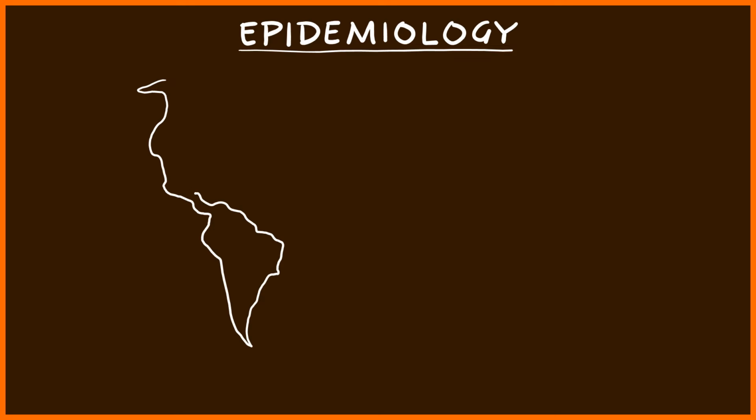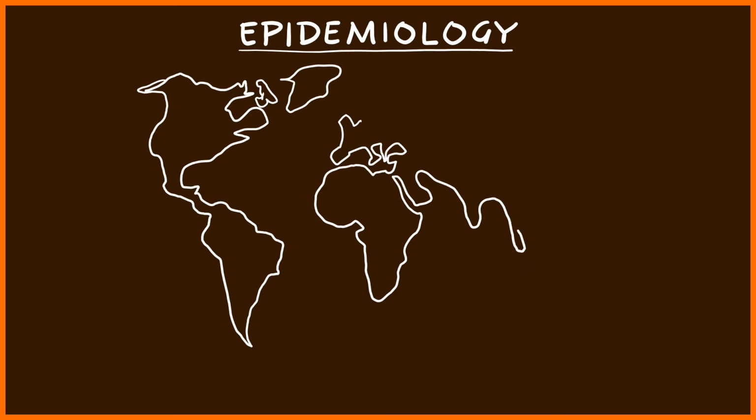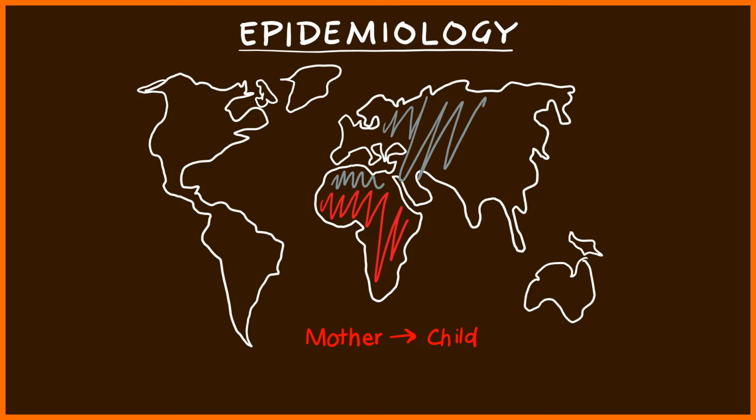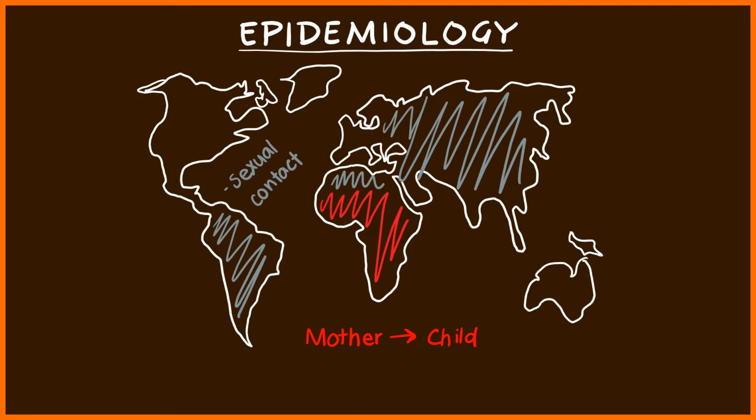Now let's talk about the epidemiology of the hepatitis B virus. Hepatitis B virus is a considerable global health issue. It's highly prevalent in sub-Saharan Africa, with the primary method of transmission being from mother to child. It's also moderately present in Northern Africa, in Asia and Eastern Europe, as well as South America. In these locations, sexual contact is the primary method of transmission.